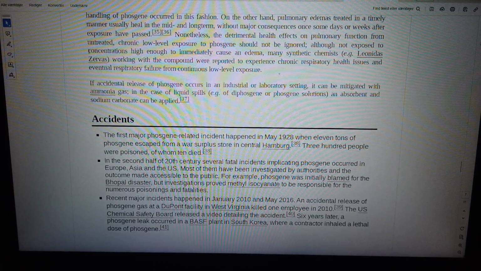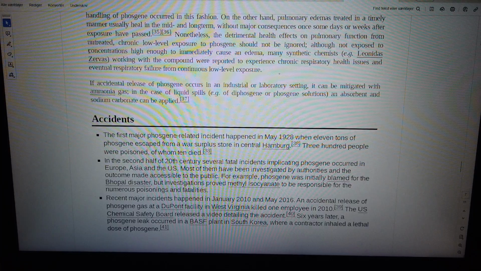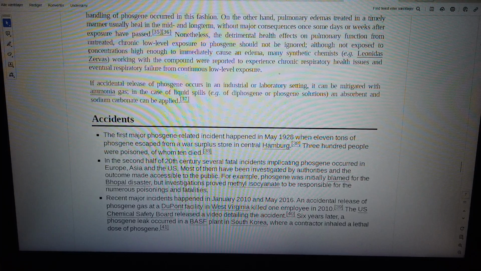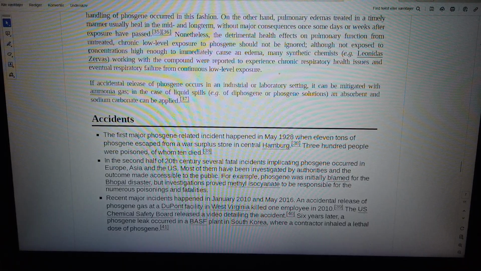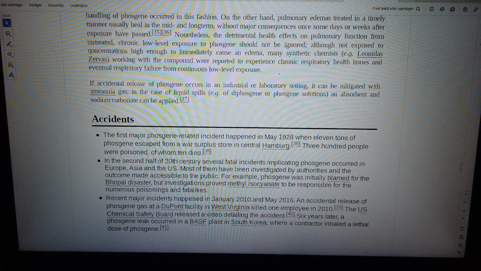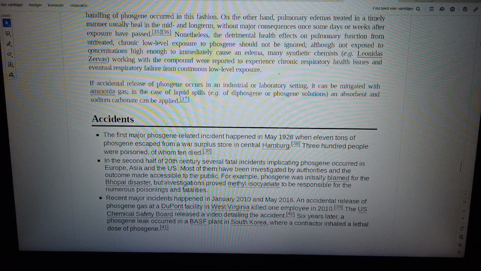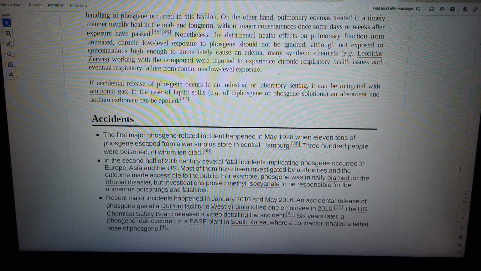37. Accidents. The first major phosgene-related incident happened in May 1928 when 11 tons of phosgene escaped from a war surplus store in central Hamburg. 38. 300 people were poisoned, of whom 10 died. 38. In the second half of the 20th century several fatal incidents implicating phosgene occurred in Europe, Asia and the US.